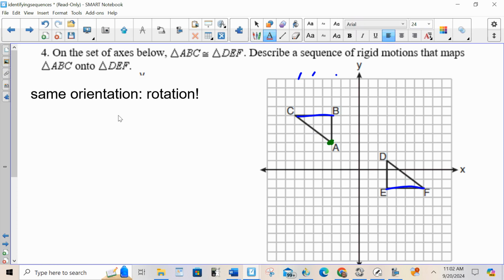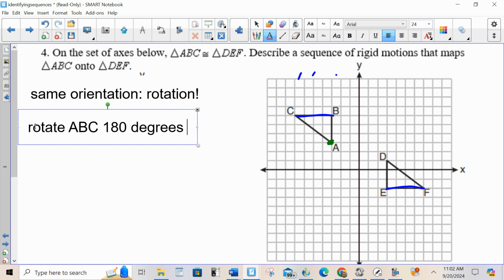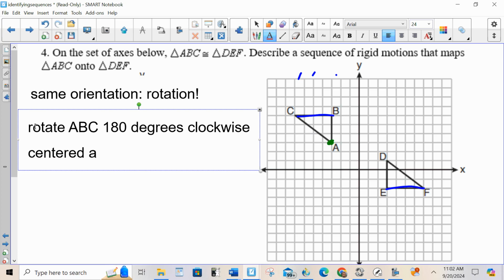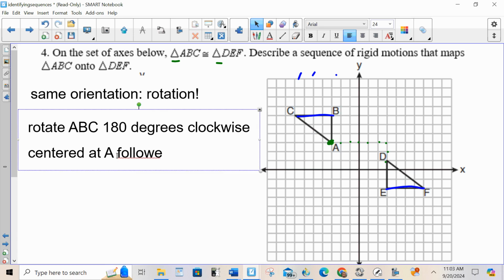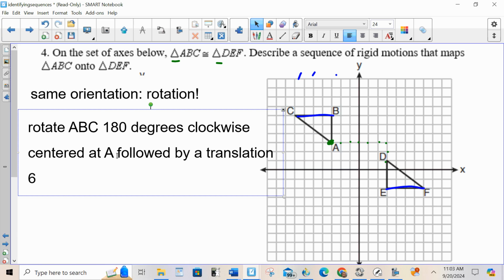So I am going to rotate ABC 180 degrees. Now you have to say clockwise or counterclockwise. Even though 180 is the same both ways, you still need to incorporate a direction. Clockwise, center at A. Now, in the previous question, I did a rough sketch of what it's going to look like. You really don't have to. A is going to map onto D. So now all you need to know is how to get A to D. So it's 1, 2, 3, 4, 5, 6, 1, 2. Followed by a translation, 6 right and 2 down.